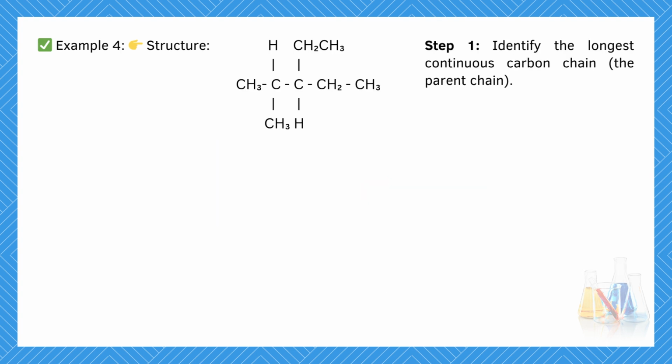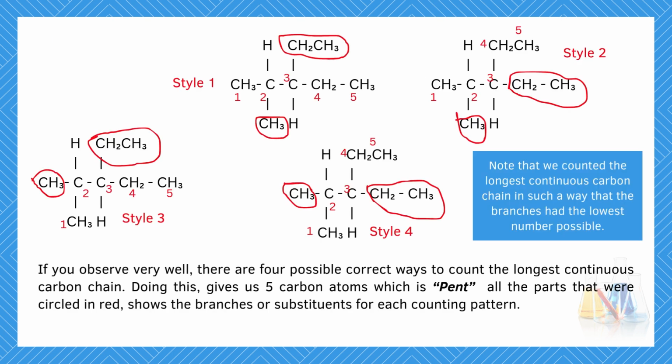Let's look at another example before we call it a day. Look at this structure now, and we have been asked to name it. Step number 1, identify the longest continuous carbon chain or the parent chain. Now look at this. There are 4 styles that I have given on how you can find the longest continuous parent chain. You can start from the left. If we start from the left, how many are we going to count? We are going to count 5.